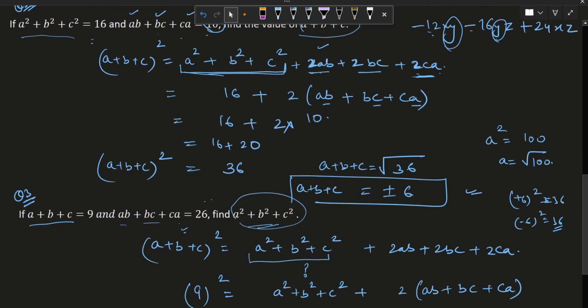Next video I'll come up with the last identity and I'll show how to do a few questions which are based on that identity, also in combination with this identity. Okay, then see you.